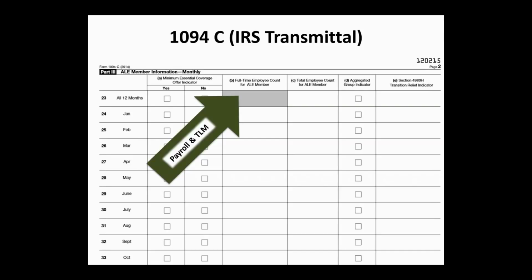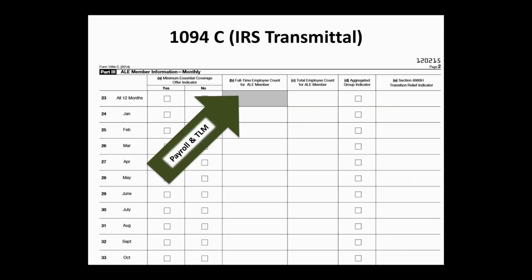Now when you get to column B and you see full-time employee count for an ALE member, now remember every time it says ALE member, this is on a per EIN basis. So I want to point out something here. The definition of a full-time employee, of course, changed with ACA. The definition of a full-time employee is 30 hours average per week or 130 hours per month. For those of you that are using a measurement period, if they reach that in that measurement period, then they flip over to full-time. That's really the full-time employee count that you're going to put in this column on a month-to-month basis. Now, I've got the screen prints cut off, but it does go all the way to December, so you're going to have to keep this data on a month-to-month basis.